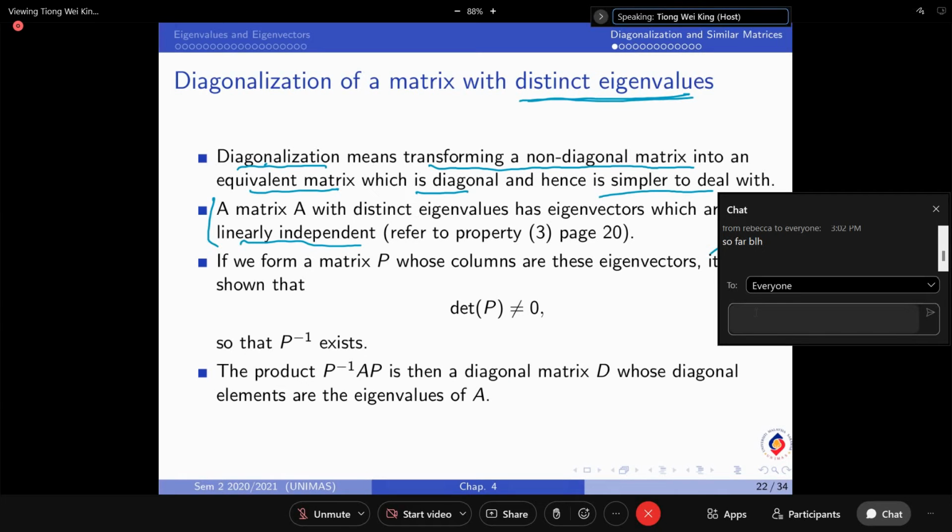So if you form a matrix P whose columns are these eigenvectors, it can be shown that the determinant of P is not equal to 0. Then the inverse exists. So the product of inverse matrix P times A times P is a diagonal matrix D, where the diagonal elements are the eigenvalues of A.